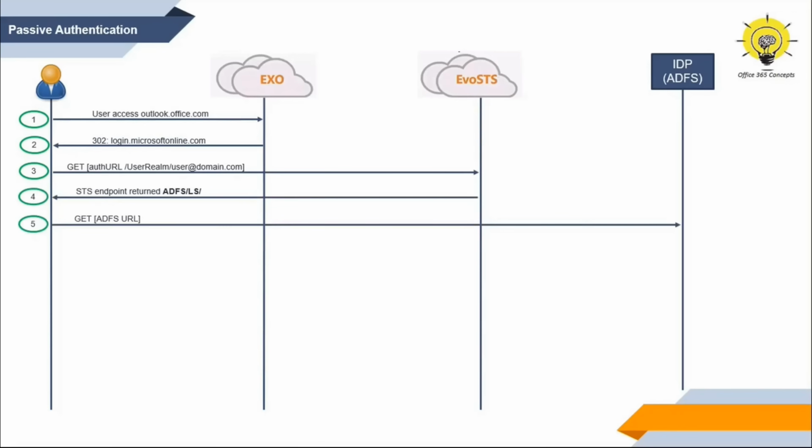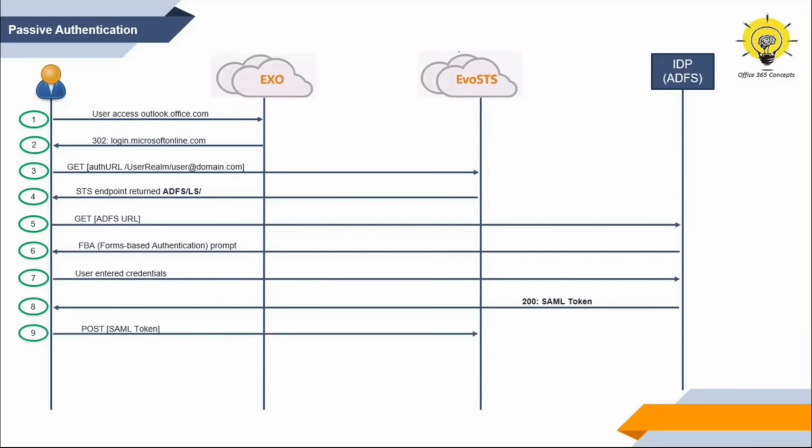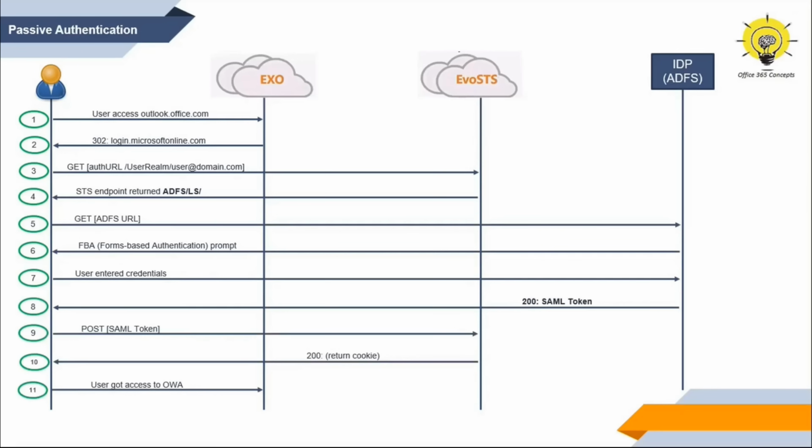Then the user will contact its STS endpoint, that is the ADFS server of its organization. The ADFS server will present a forms-based authentication prompt to the user. Then the user will enter his password. When the user is authenticated, the ADFS server will issue a token to the client. The client will post that token to Evo STS. Evo STS will issue authentication cookies to the user and the user will get access to OWA. So this is how passive authentication works in ADFS.